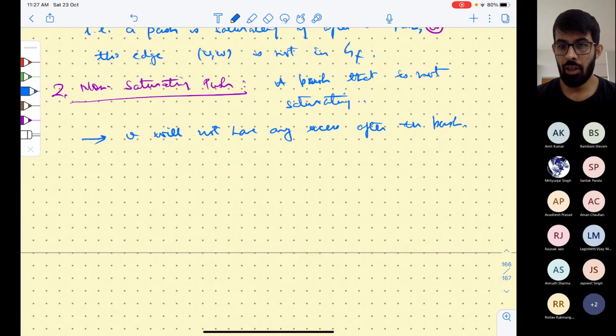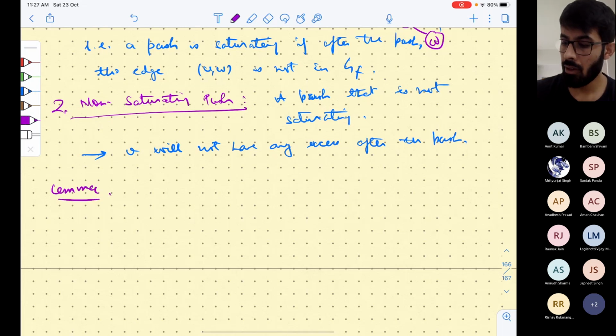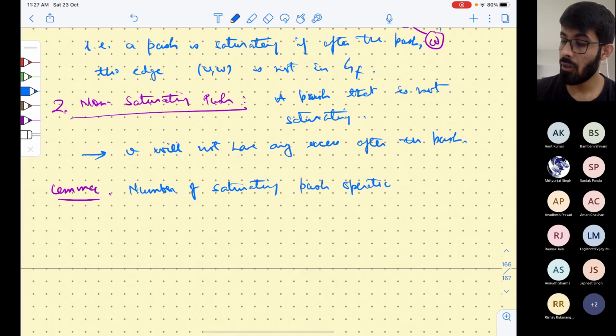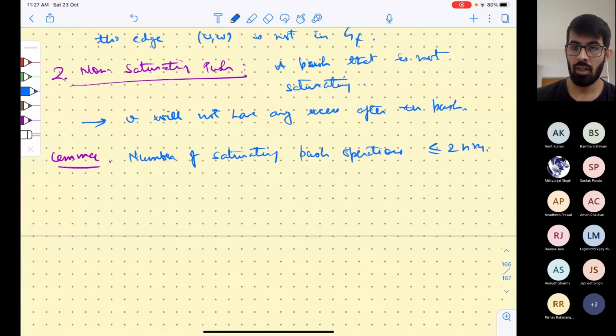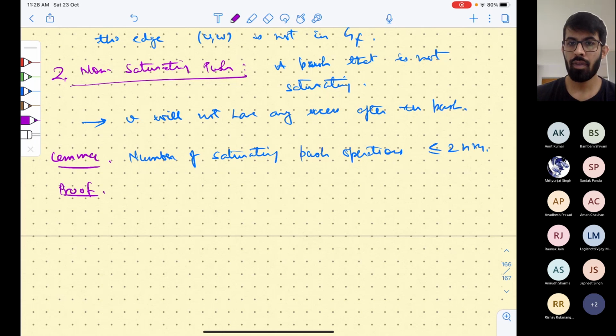Okay, so now we are ready to analyze. So let's first put the bound on non-saturating push, okay? So the lemma is number of, okay, no, saturating is easier. Saturating pushes is less than or equal to 2nm. Okay. So let's now prove.